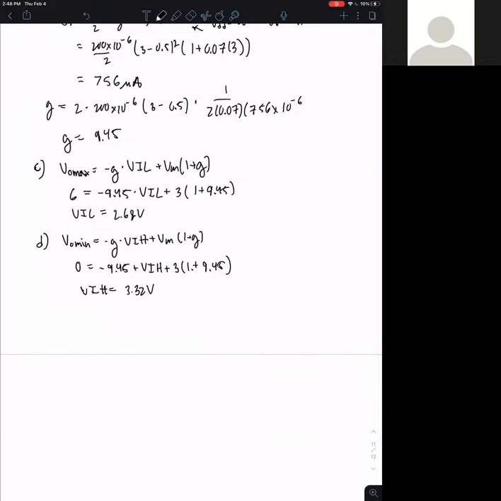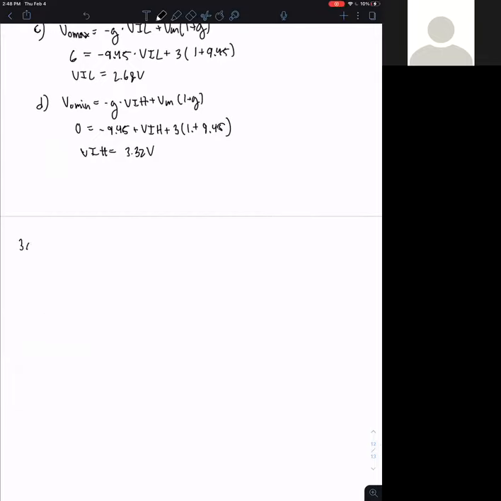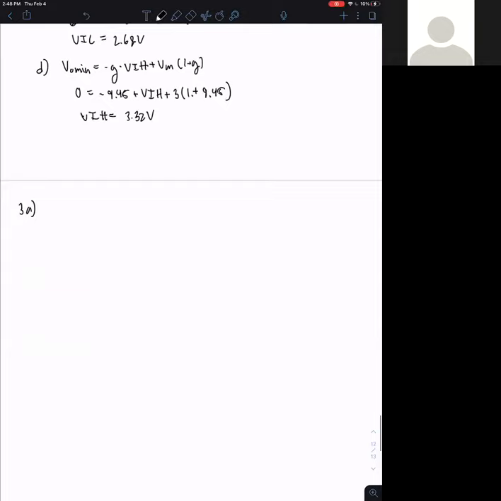Okay, so for the last part, it wants us to do 3A. It tells us first that the VTs of the PMOS and the NMOS are equal for an inverter. And then it asks, what's the width for the PMOS you would need to make the propagation time from high to low and the propagation time from low to high equal for an inverter?